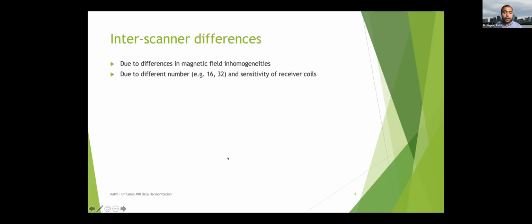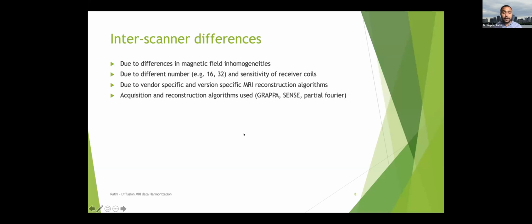So quickly going over inter-scanner differences. Although I might be repeating some of these, I'll go a little bit faster. Just to clarify a few things: differences in magnetic field inhomogeneities, differences in number and sensitivity of the receiver coils. Then there are vendor-specific differences in MRI reconstruction algorithms.